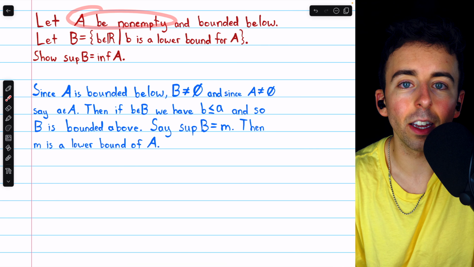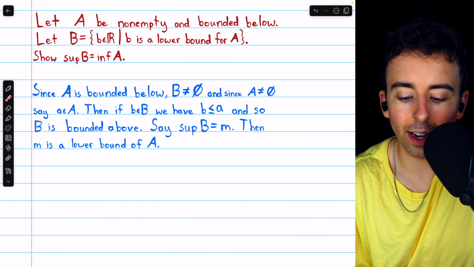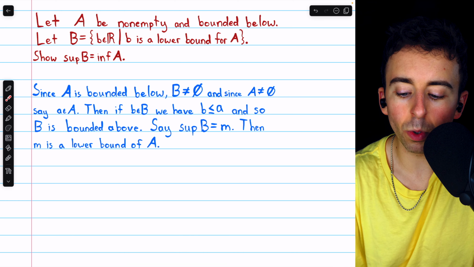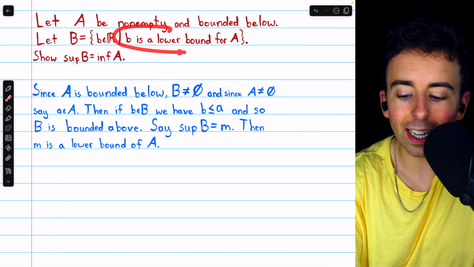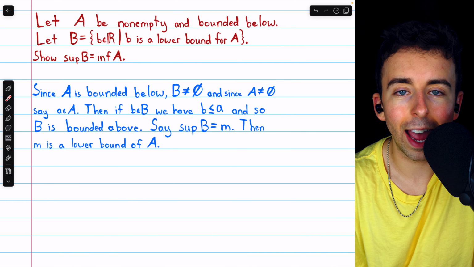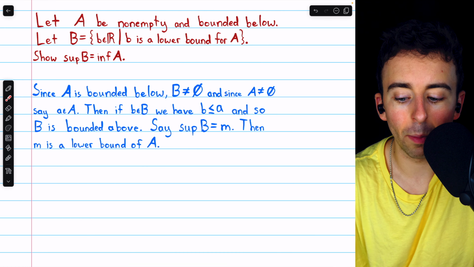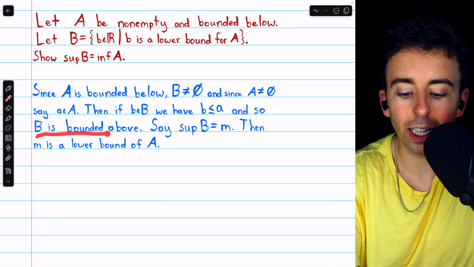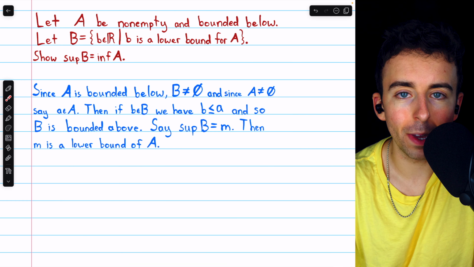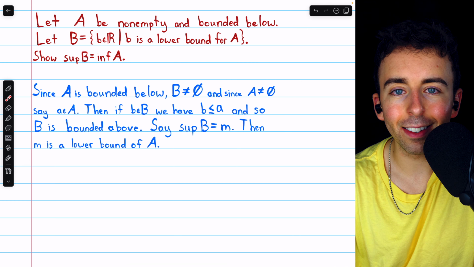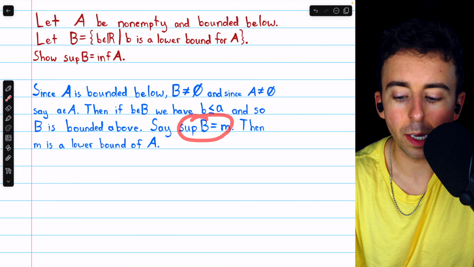We assumed that A was non-empty, so there's some element in A, let's call it little a. Then, take any element from B, it would certainly be less than or equal to little a, because by B's definition, it contains only lower bounds of A. So every element of B is less than or equal to every element of A. Hence, B is certainly bounded above. Any element of A would suffice as an upper bound for B. Thus, by the axiom of completeness, B does have some real number supremum. Let's call the supremum of B M.